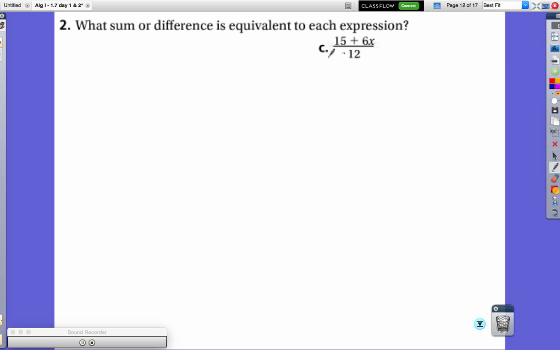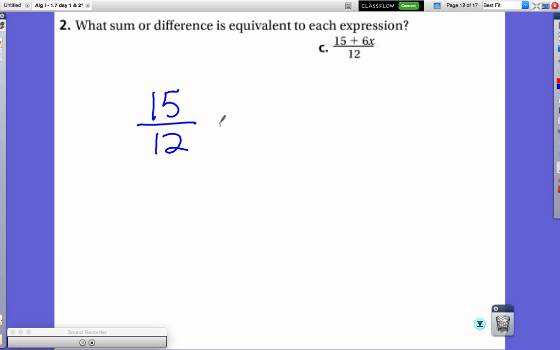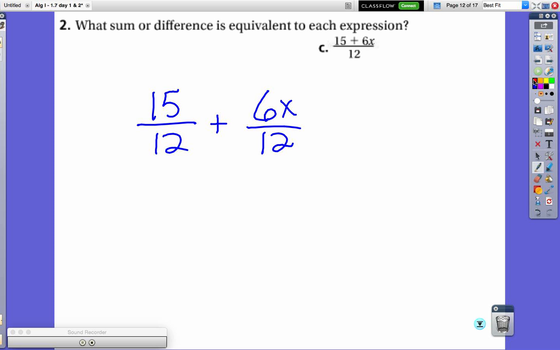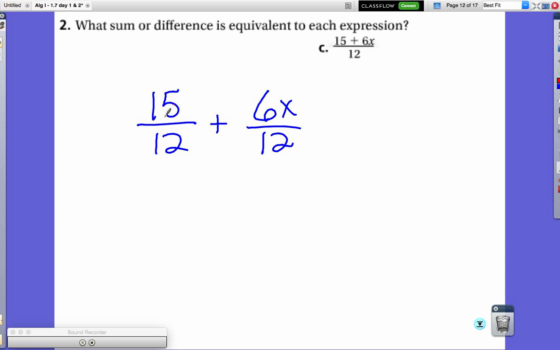Right? Here's one where we'll have to simplify both. So we take 15 over 12 plus, because it has a plus sign, and then 6x over 12. Now you have to simplify two fractions. So you think about a number that goes into 15 and 12. We know 3 goes into both. 3 goes into 15 5 times. 3 goes into 12 4 times.